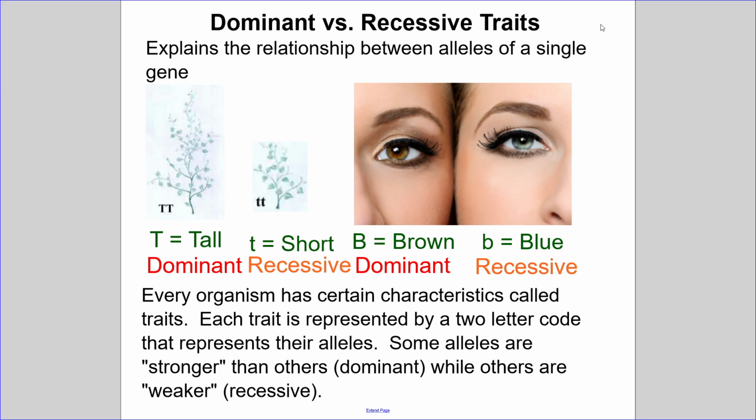So let's talk about that. Dominant versus recessive traits. This explains the relationship between alleles of a single gene. Every organism has certain characteristics called traits. Each trait is represented by that 2-letter code that we just talked about, the big G, the little g. Here we have T's and B's being used. Some alleles are considered quote-unquote stronger, although that's not the best word to use, than others. We call those traits dominant, while others are weaker and they're recessive. But really, the weaker ones just get masked or covered up by the dominant traits.